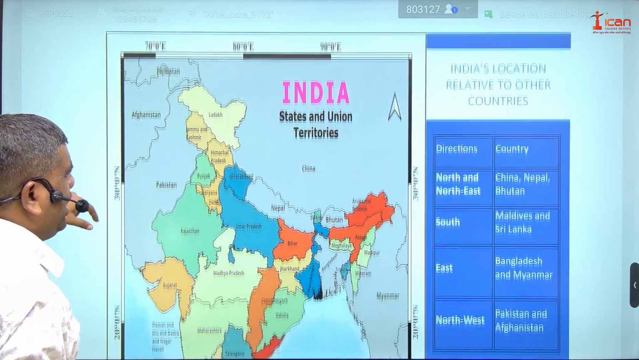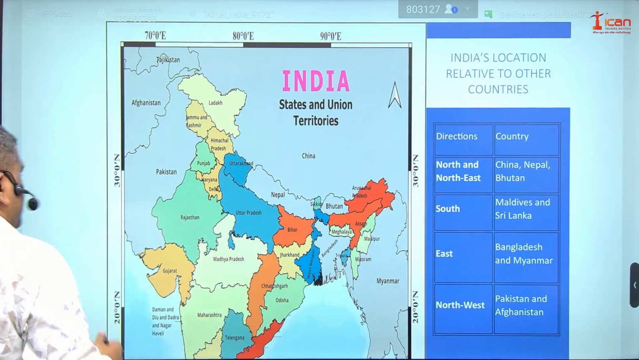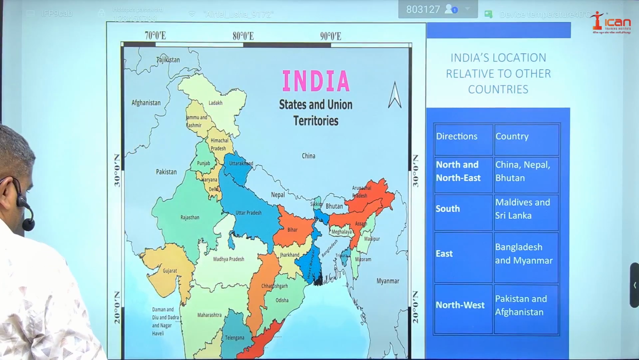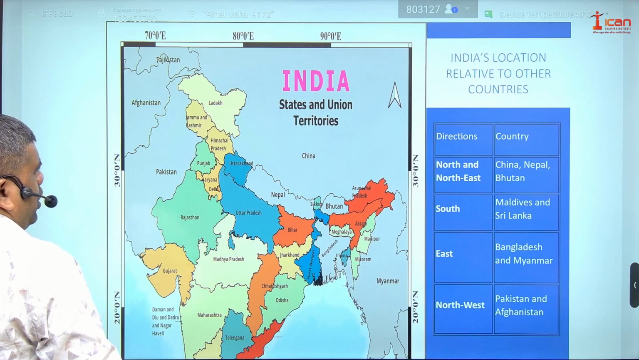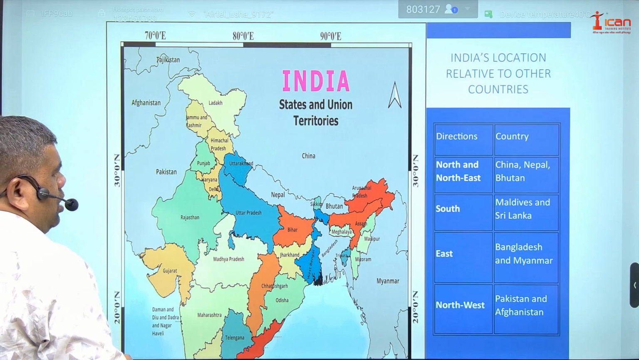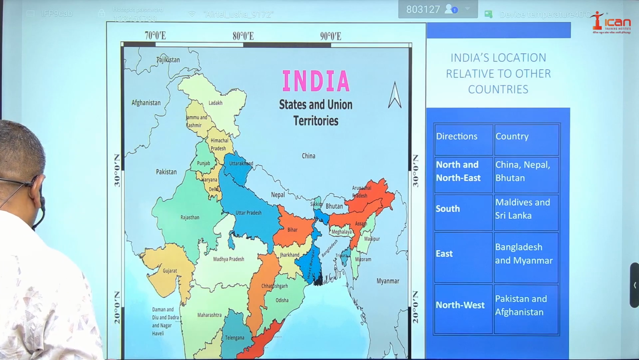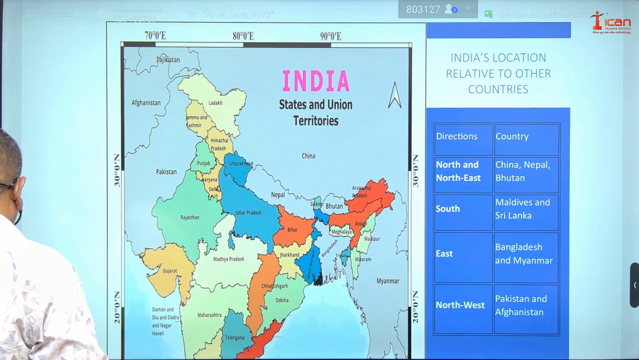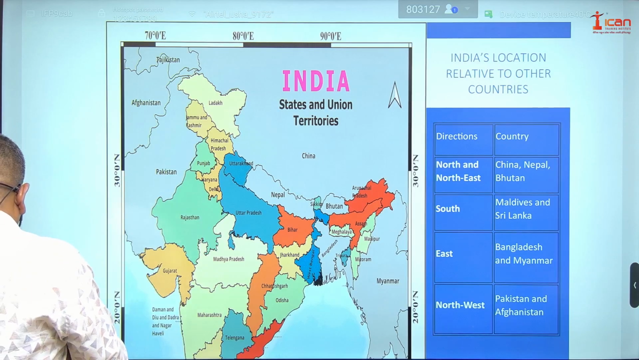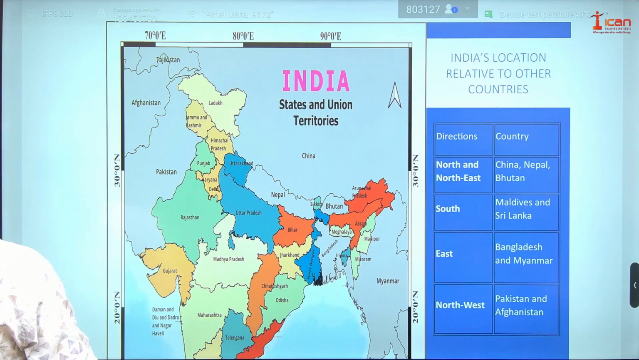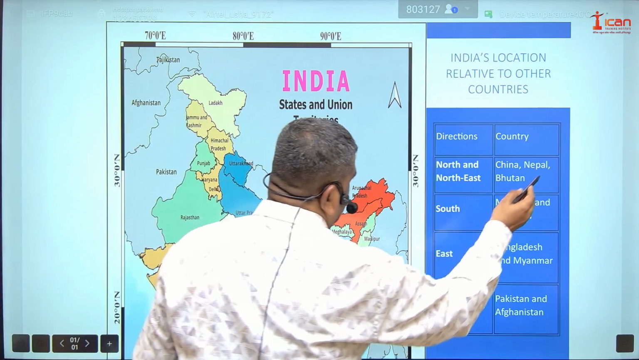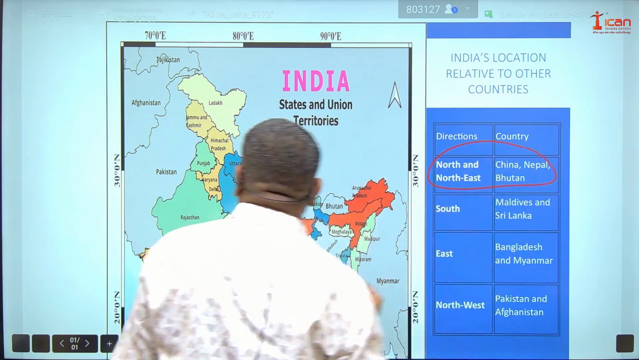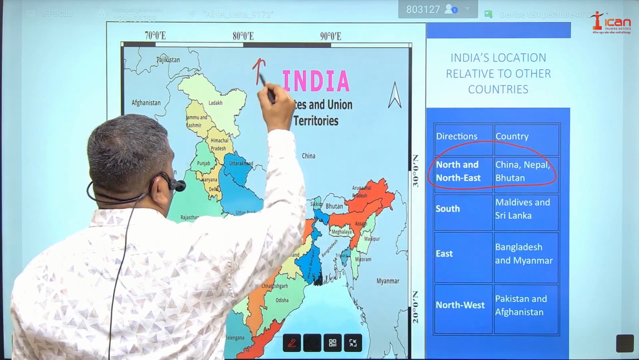Now let us look at India's location relative to other countries. What are the countries to the different sides of India, and in which area or which side do they lie? So let us look at north and northeast. So this is north and this is northeast.